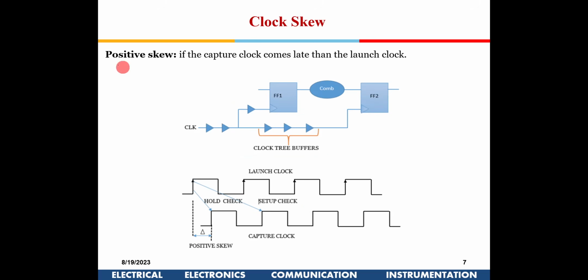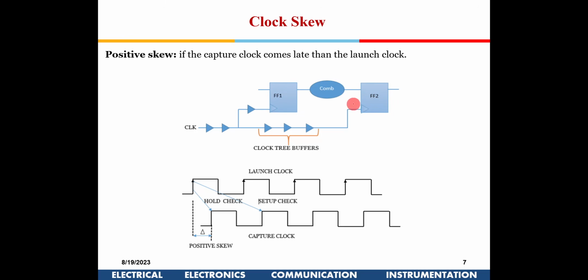Okay, so there could be a positive skew and a negative skew. Positive skew means the capture clock. Okay, this is the capture flip-flop, where the data needs to be captured. This is known as the launch flip-flop, because this data is coming from here to here.